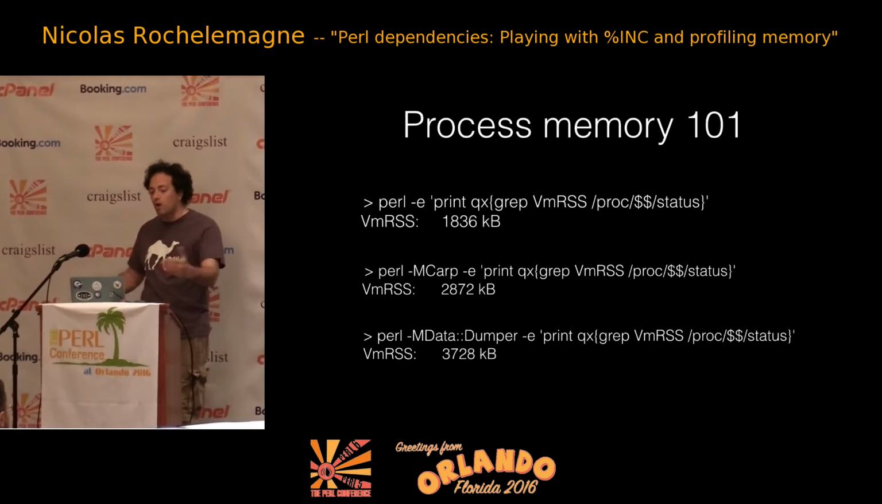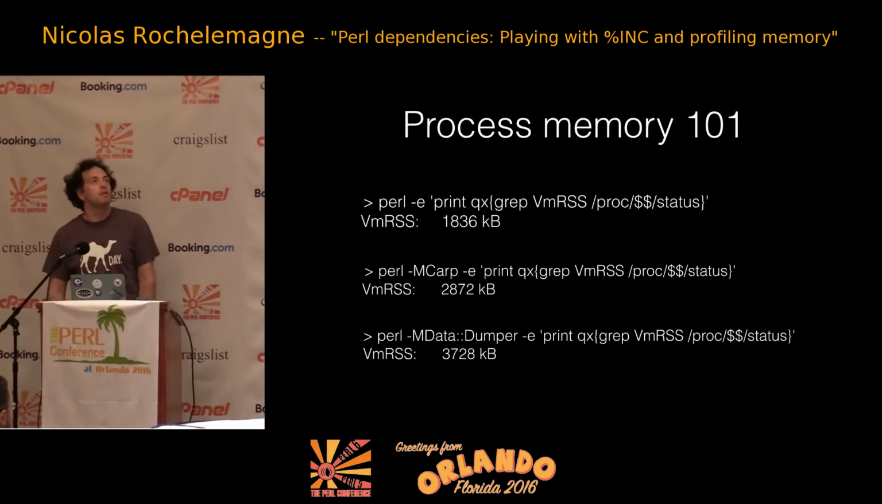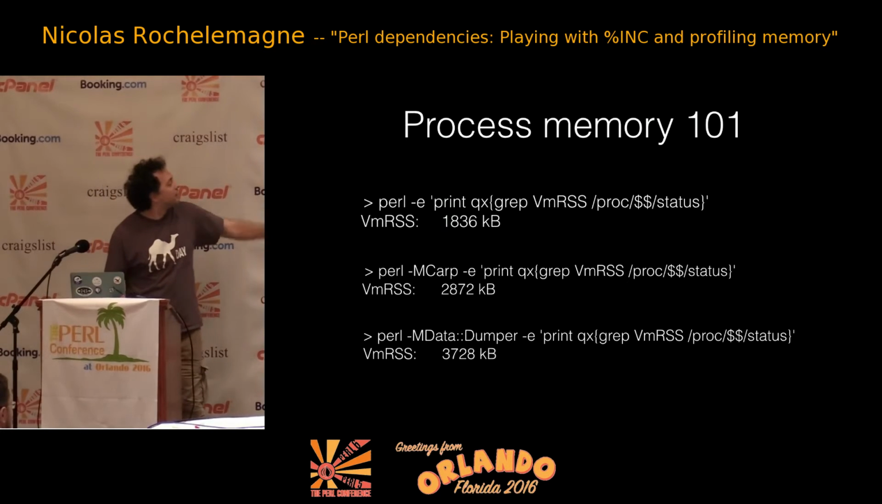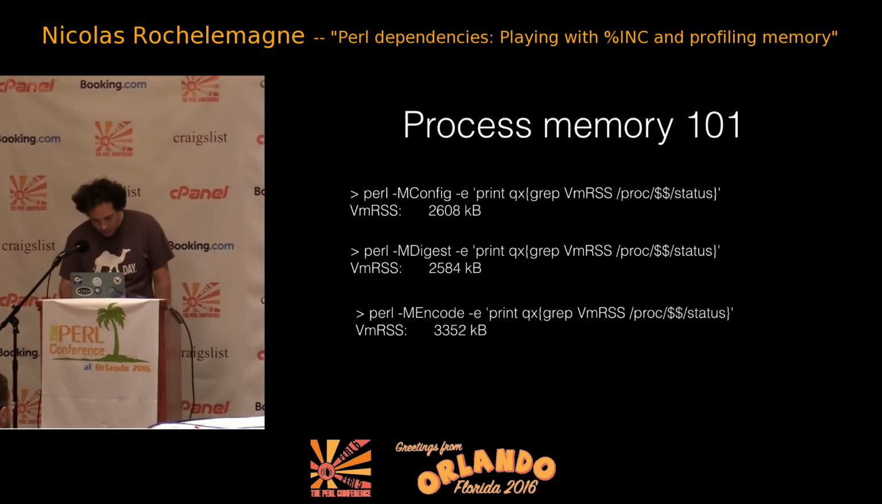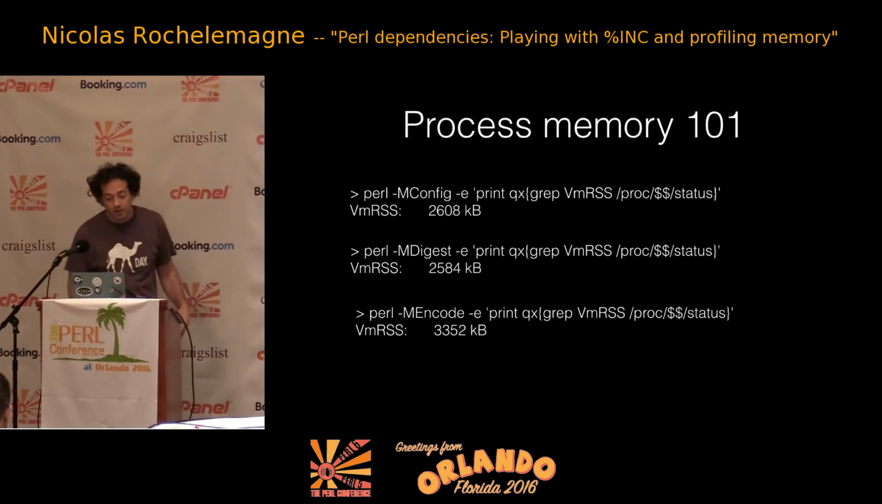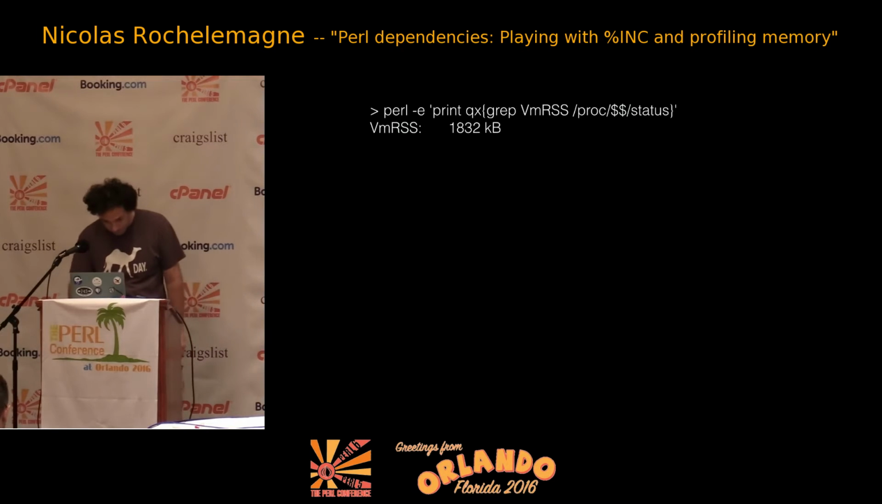Let's try from one module to another one, to see if the price to pay is about the same or not. Second, I load Data::Dumper, and it is bigger than Carp. Interesting. I try with other modules, Config, Digest, and Code, and we can see that the size differs from one to another. It's good to know.